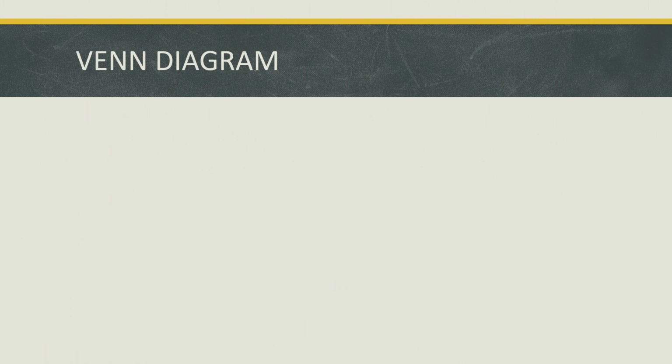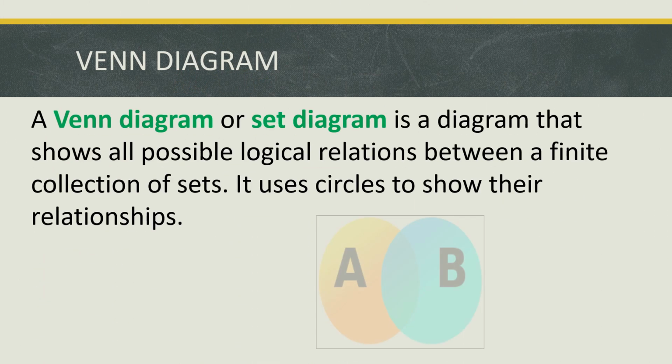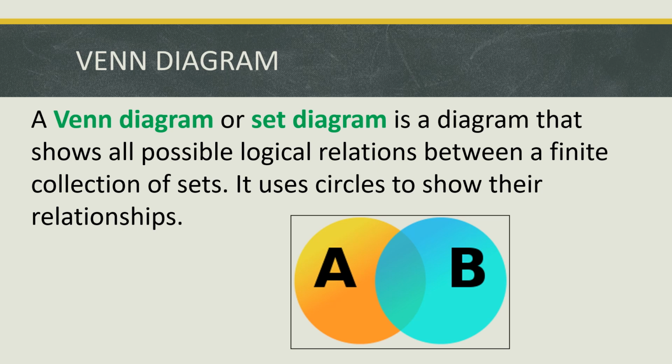Before we discuss how to draw or how to construct a Venn diagram, let us review what a Venn diagram is. A Venn diagram, or a set diagram, is a diagram that shows all possible logical relations between a finite collection of sets. It uses circles to show their relationships. On our figure, we have here a circle A and a circle B, or a set A and a set B, where it shows their relationship.